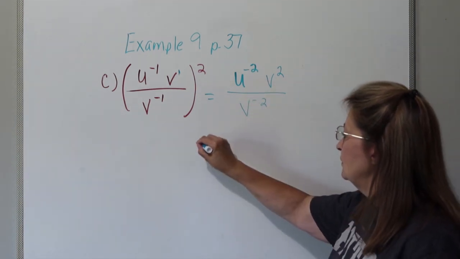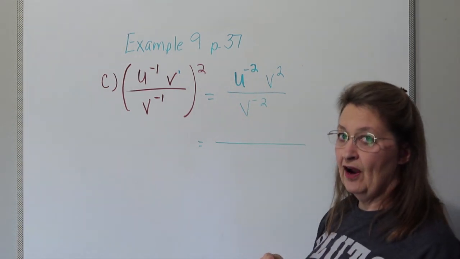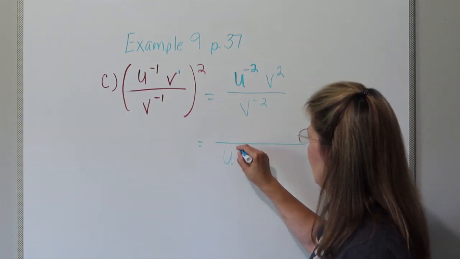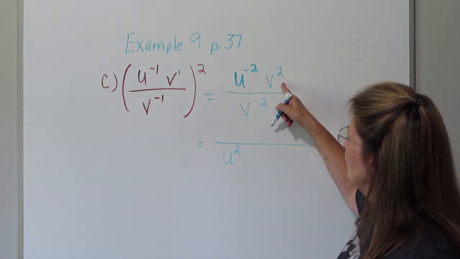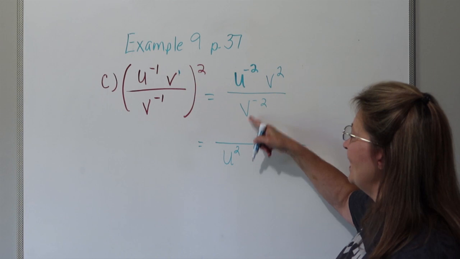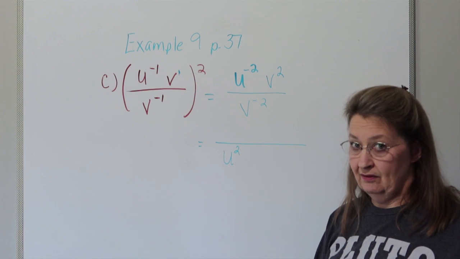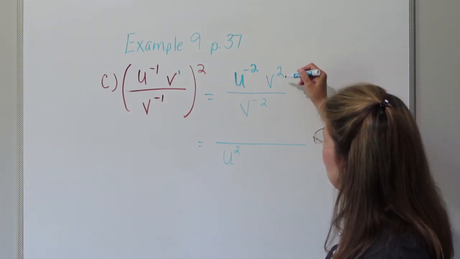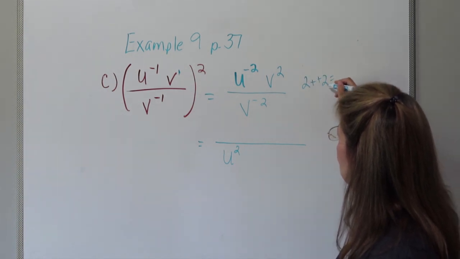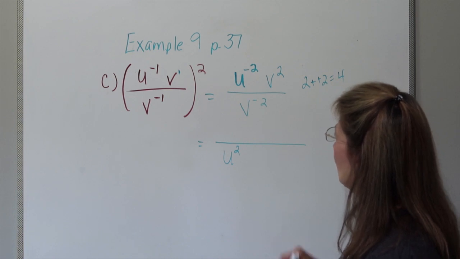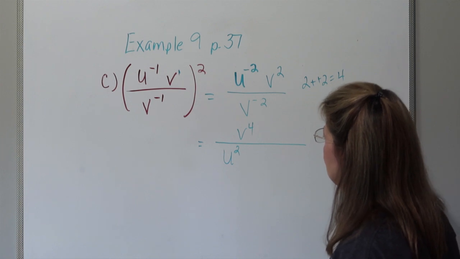U to the negative 2. When you have a negative exponent, that tells you to move it to the opposite side of the fraction bar and make the exponent positive. So now we have u squared, v squared over v to the negative 2. These bases match. What do you do when you have matching bases in a fraction? You subtract. So what do I want to do here? 2 minus negative 2, which gives me 2 plus 2, so that's 4. And it's going to stay on the top because that's where the largest exponent is.